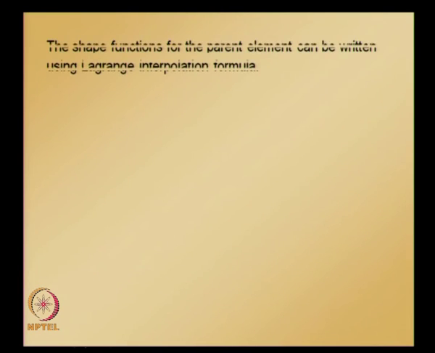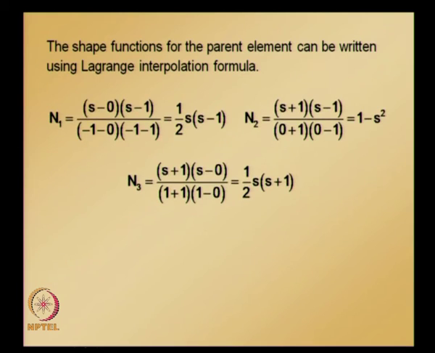So, the shape functions for the parent element can be written using a Lagrange interpolation formula. Applying the Lagrange interpolation formula, we get N1 is equal to half s times (s minus 1), N2 is equal to 1 minus s squared, N3 is equal to half s times (s plus 1). So, we got the shape functions for the parent element for nodes 1, 2 and 3.